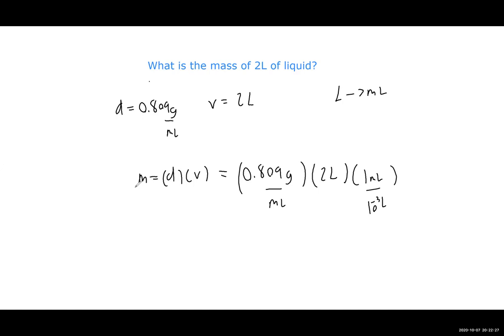So we have our mass calculation by taking density times volume. Now the tricky part is we need to convert our volume from liter to milliliter. So we need to perform this conversion in our mass calculation. Punching this into our calculator, that in turn gives us 1,618 milliliters that we round to 1 sig fig, which would be 2,000 milliliters.